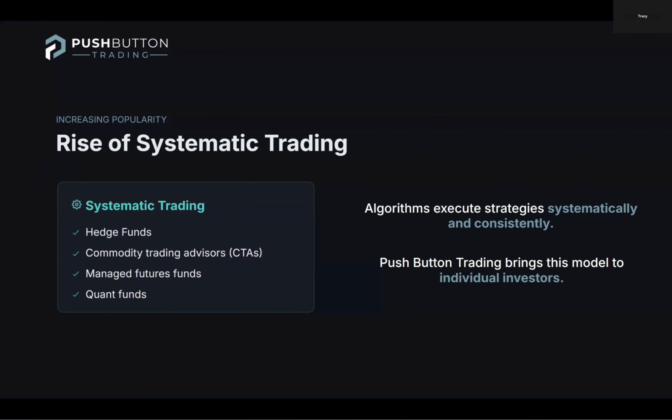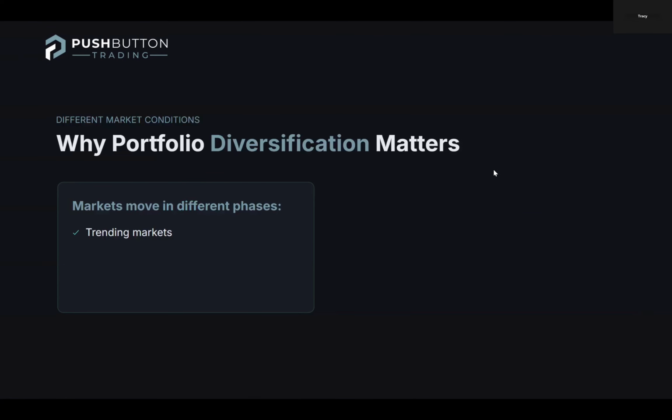Bring it to individual traders, okay? So why does it matter? Why do you have 8 bots? Like, what does it matter?